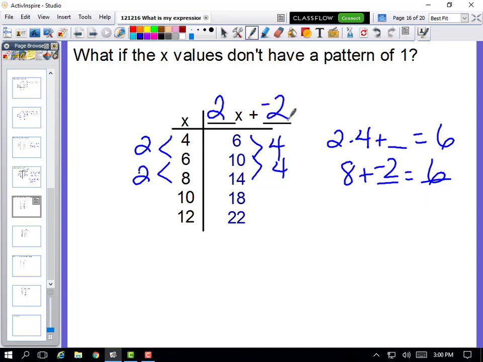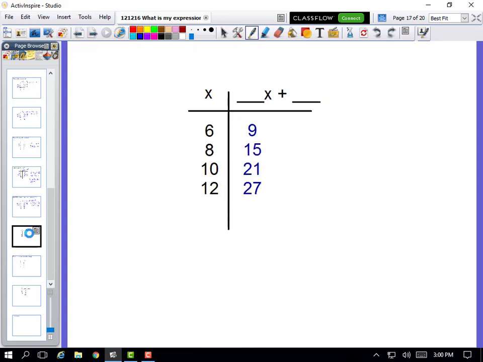So we end up with 2x plus negative 2, or another way of writing that is 2x minus 2. Okay, simple as that. Right? Let's try one more like that. And then we've got 2 more stages to go through, and then we'll be done with the lesson.